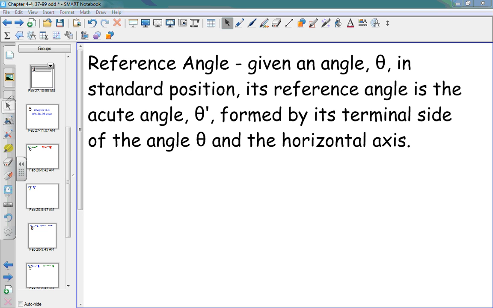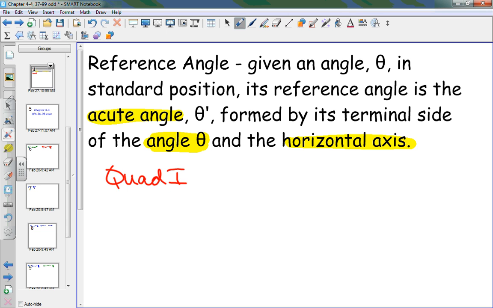That is essential. There's two things that are essential here. It is an acute angle, and it's formed by the angle theta and the horizontal axis. Those two pieces of information are extremely important. Now, I'm going to go through and we're going to talk about all the different quadrants.